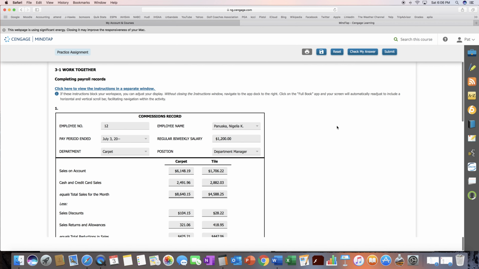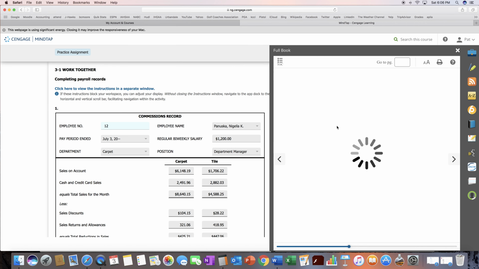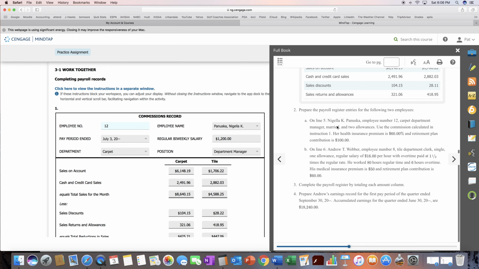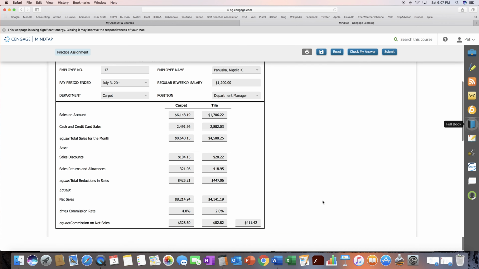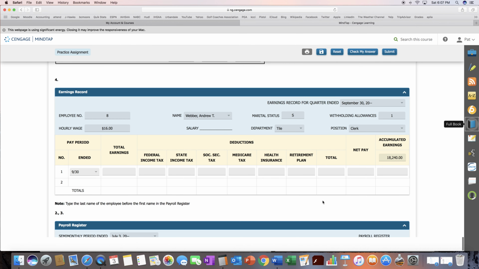But in the instructions now, they ask you to do parts 1 through 4. The fourth part is to prepare Andrew's earnings record for the quarter ended. Accumulated earnings are 18,240. Okay. So they've got the dates and all that on here. So part 4 is here. And that's what we're looking at.